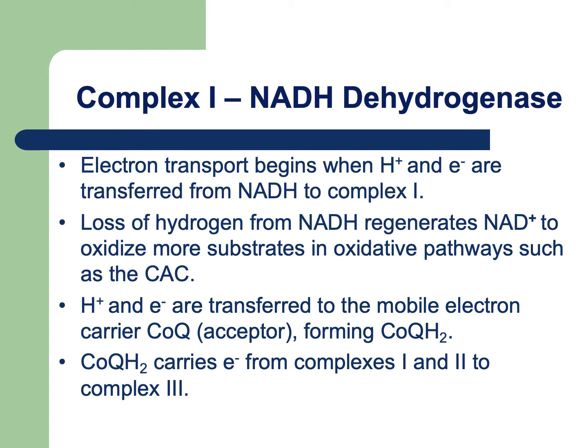Hydrogen ions and the electrons are transferred to the mobile electron acceptor, which is ubiquinone or coenzyme Q, and this forms coenzyme Q with 2 hydrogen ions. The coenzyme QH2 carries these electrons from complex 1 and 2 to complex 3.